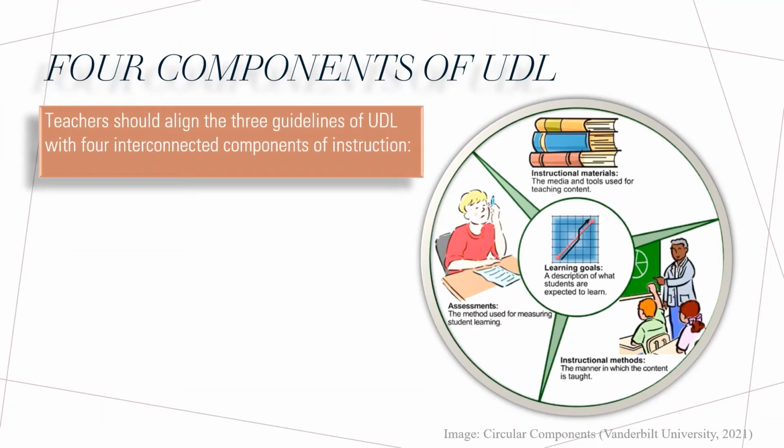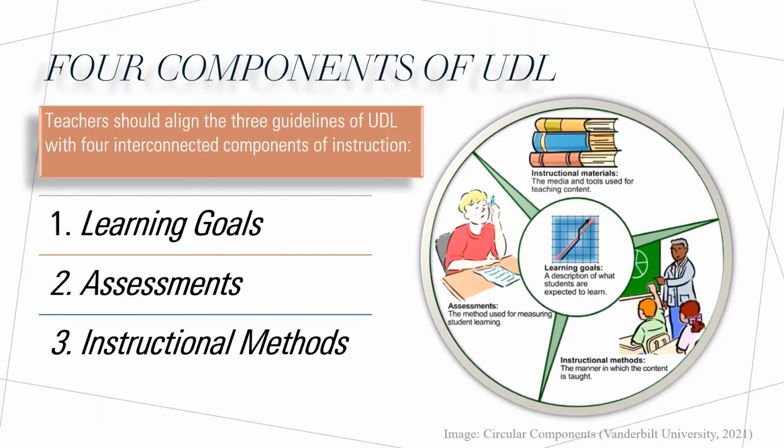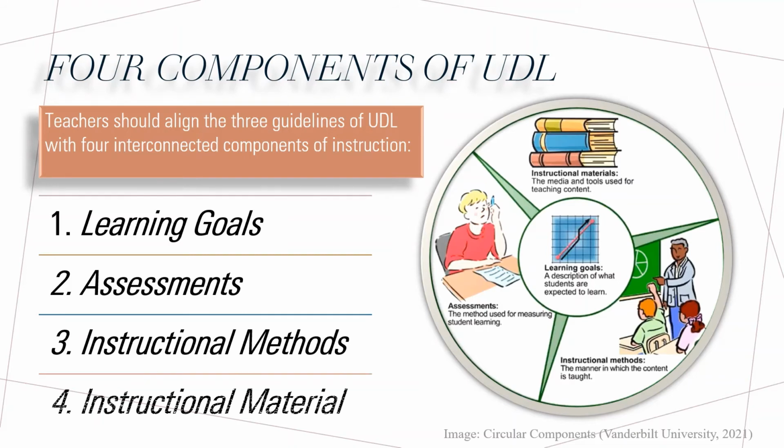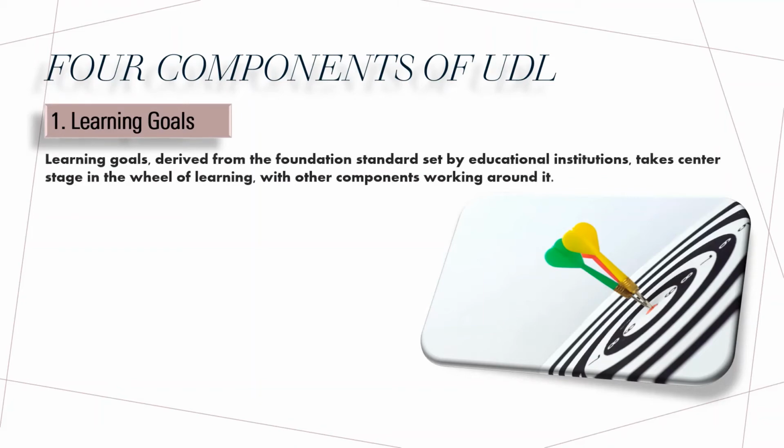Teachers should align the 3 guidelines of UDL with 4 interconnected components of instruction, which are learning goals, assessments, instructional methods, and instructional materials. Let's begin with the first one, learning goals. Learning goals is the center of the wheel that we saw on the previous page, because the learning goals is what everything else should revolve around.